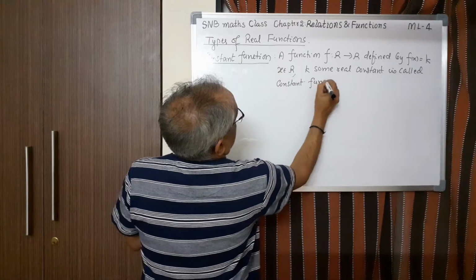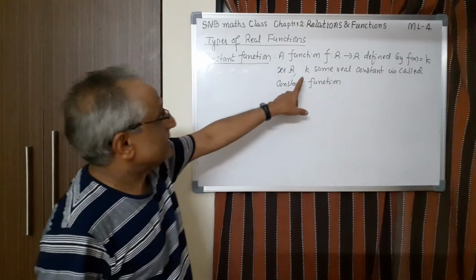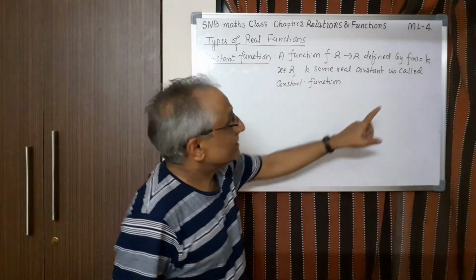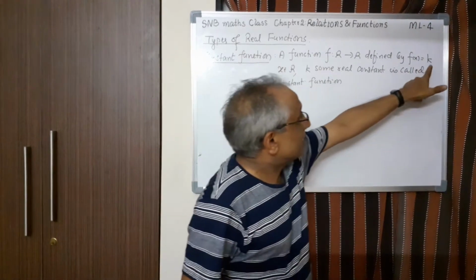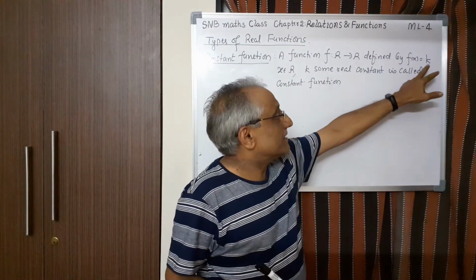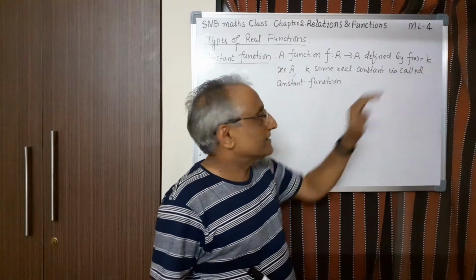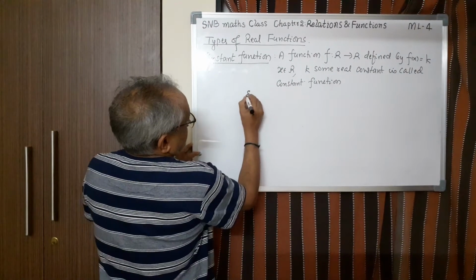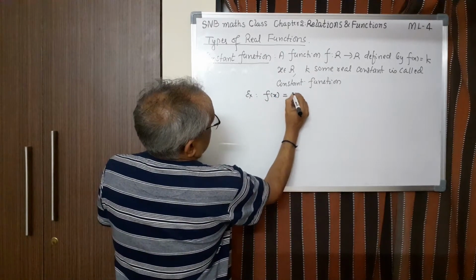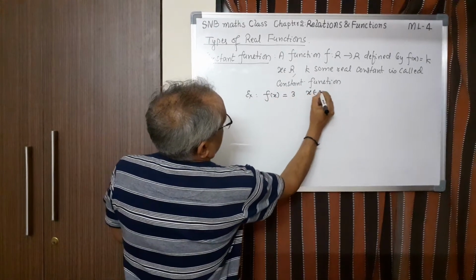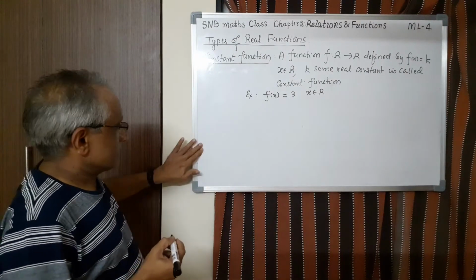Constant function. See, here you have to understand this one. K is some real constant, which means x is a variable. X can take any value, but k is a real constant. For example, I can take k equal to 5, so this is a real constant. K equal to 3, like that. Therefore, example, let us take f of x equal to 3 for x belonging to R. So this is called constant function.